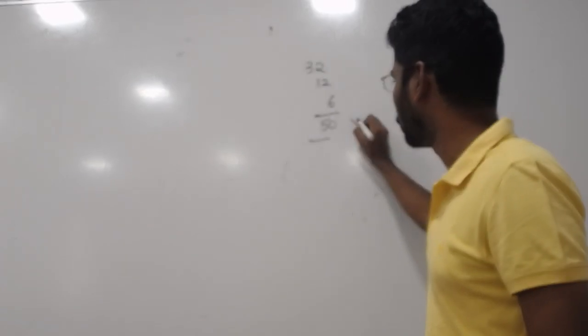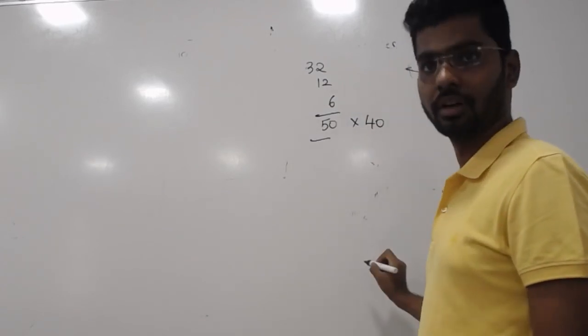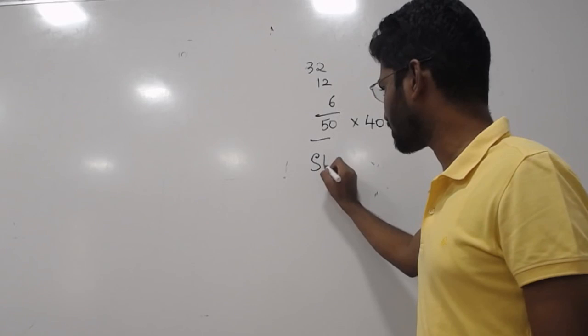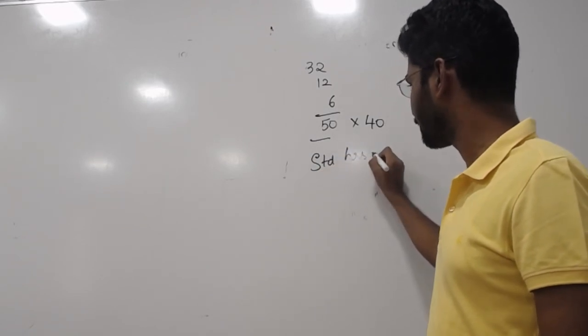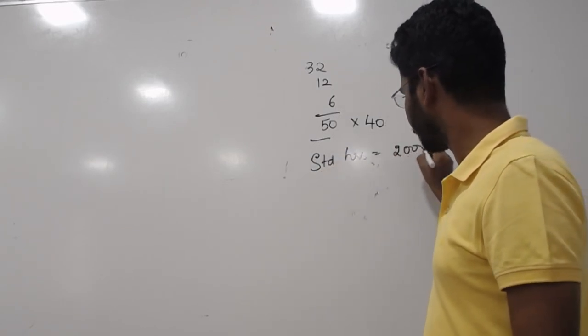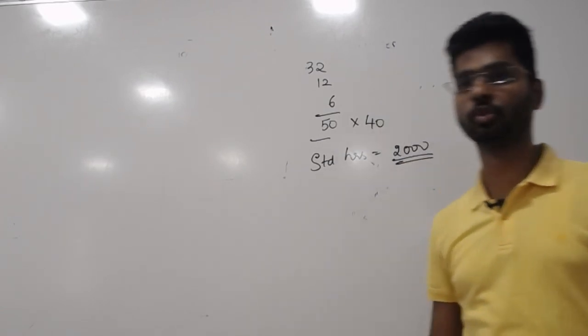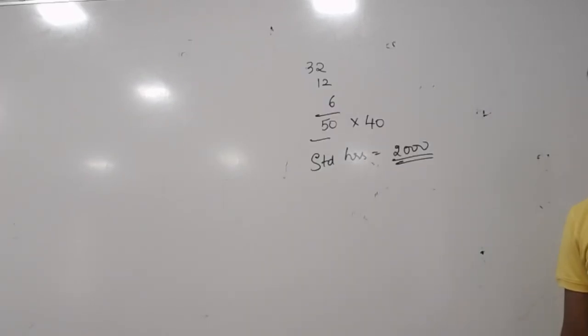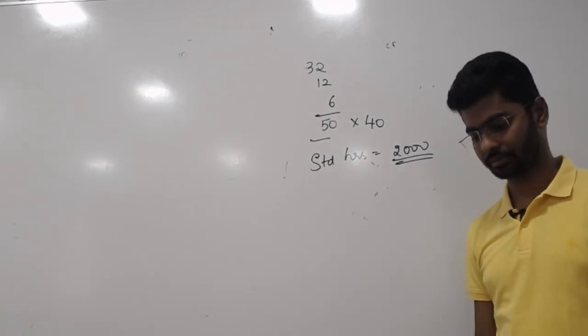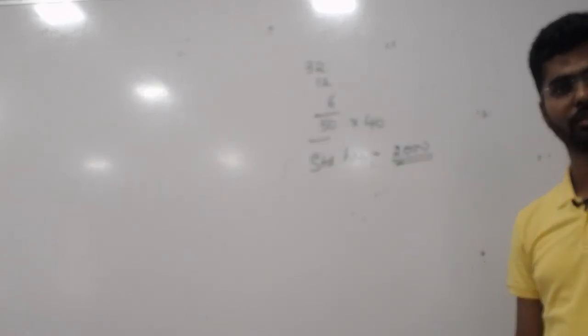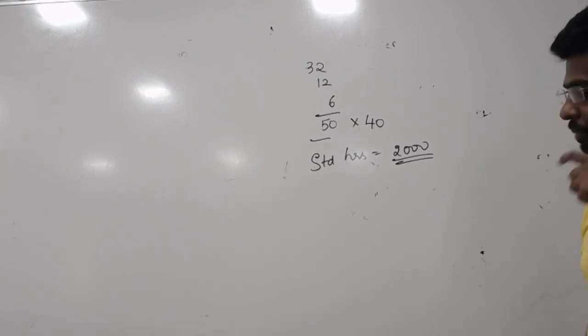Each worker is working for how many hours? 40 hours. Therefore, standard hours is 2000. Standard hours is what? 2000. Done? Second part of it.